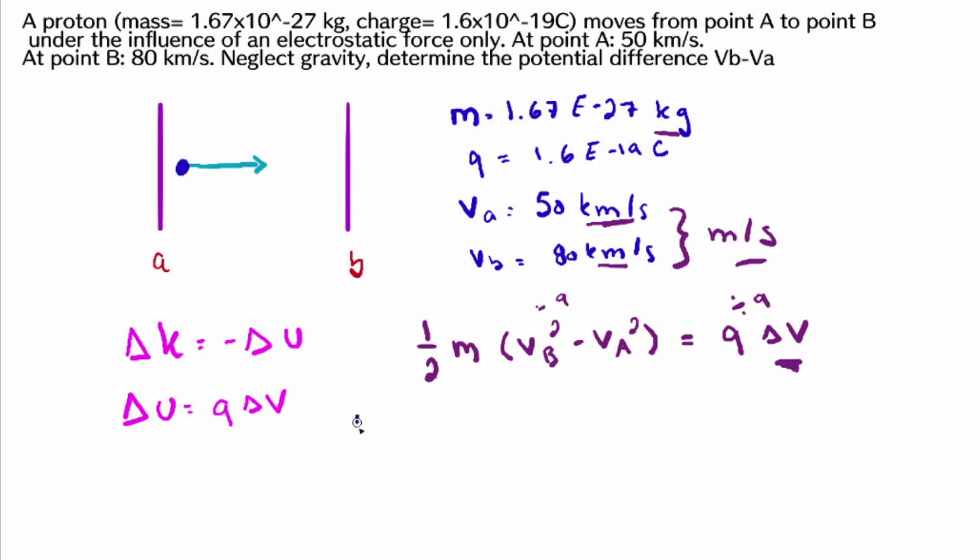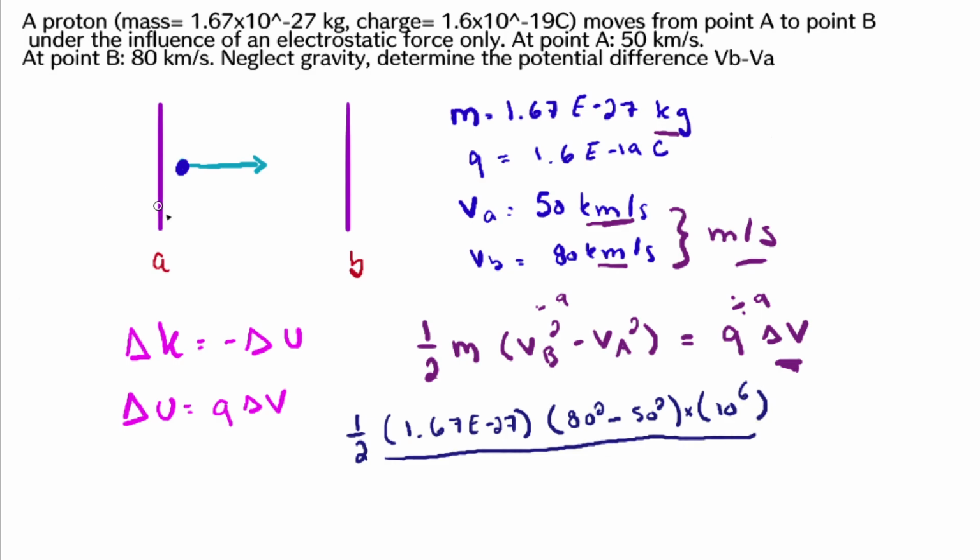We have 1/2 mass, which is 1.67 E minus 27. The E is just times 10 to the, so it's times 10 to the minus 27. Now, VB squared, so that's 80 squared minus 50 squared. And remember I said we're going to have to deal with this kilometers. We're going to have to do times 10 to the 6 to change those kilometers into meters. And then we have divided by Q, which is 1.6 E negative 19.